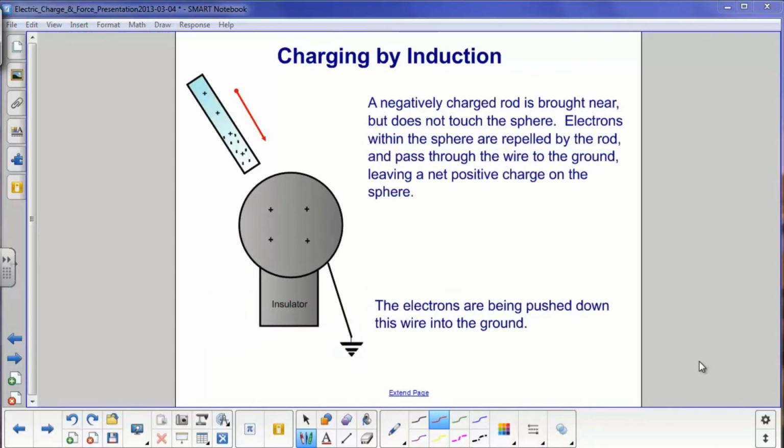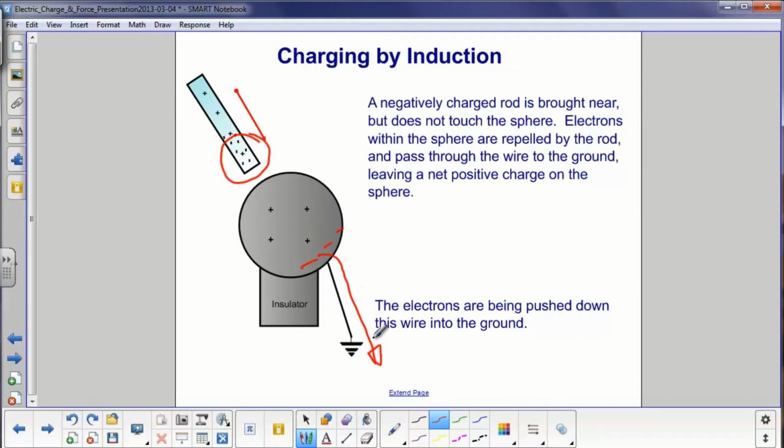The process will start by bringing a negatively charged rod. We could have used a positively charged rod, but in this case we'll use negative, and you can see how there are more negative charges than positive here. We will bring it near the sphere. What happens is the negative charges here will repel the negative charges in the sphere. They will build up on this side, and then since there is a ground wire here, these negative charges will flow down into the ground.